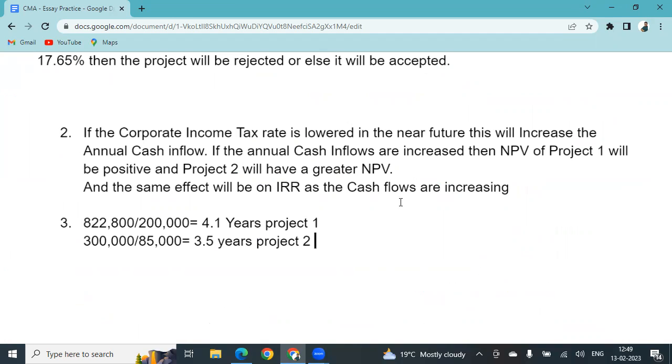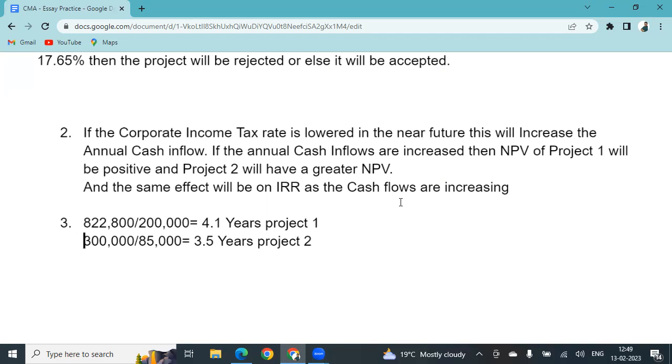I can go towards more accuracy by converting those years into proper years and months. But after all, it's going to be 4 years and some months for project 1, and 3 years and some months for project 2. I can have proper understanding of it, but I'm not specifying it with months. With years only, I'm having this particular answer. So you guys can also answer it like this.